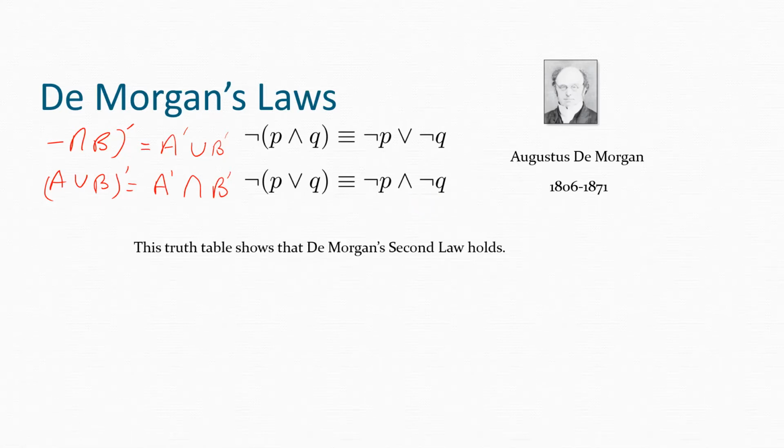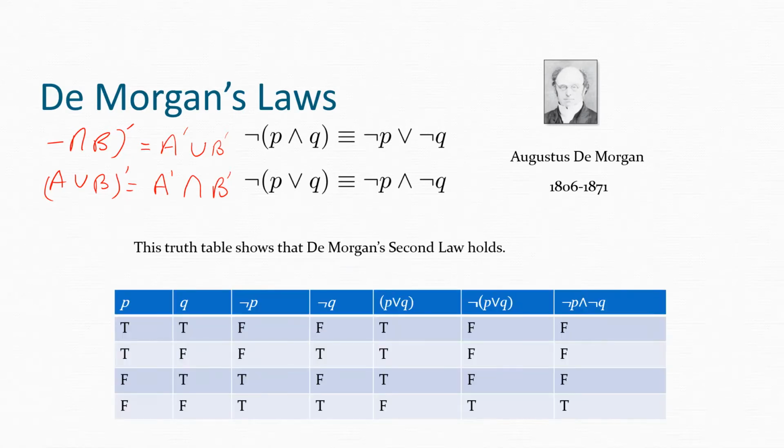So let's try one of them. The other is an exercise for you. You can prove this yourself. So the second law is proved in this table. Again, how many variables are used in this equivalence, P and Q? We have only two variables, so we have to form four rows in the table for the truth values.